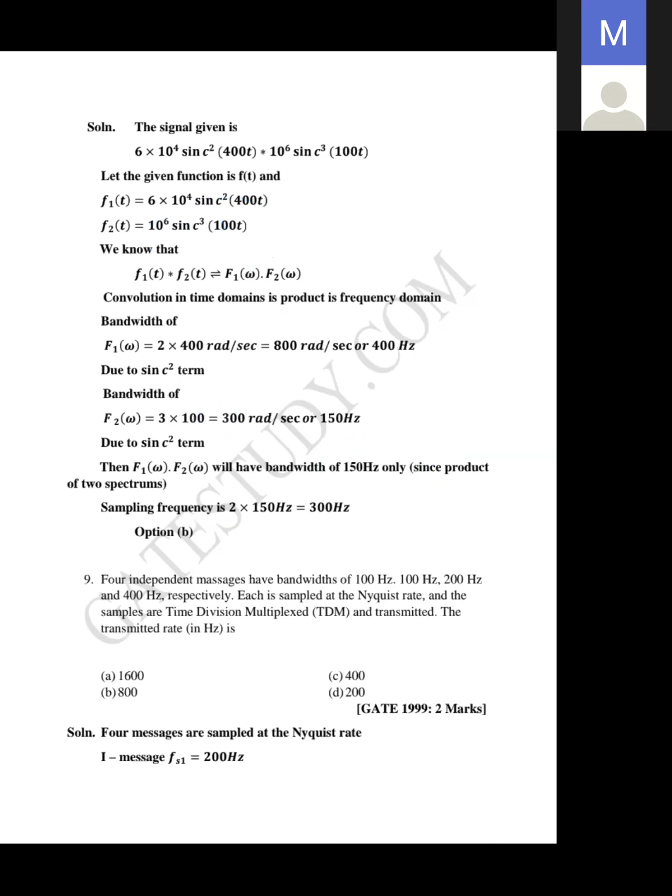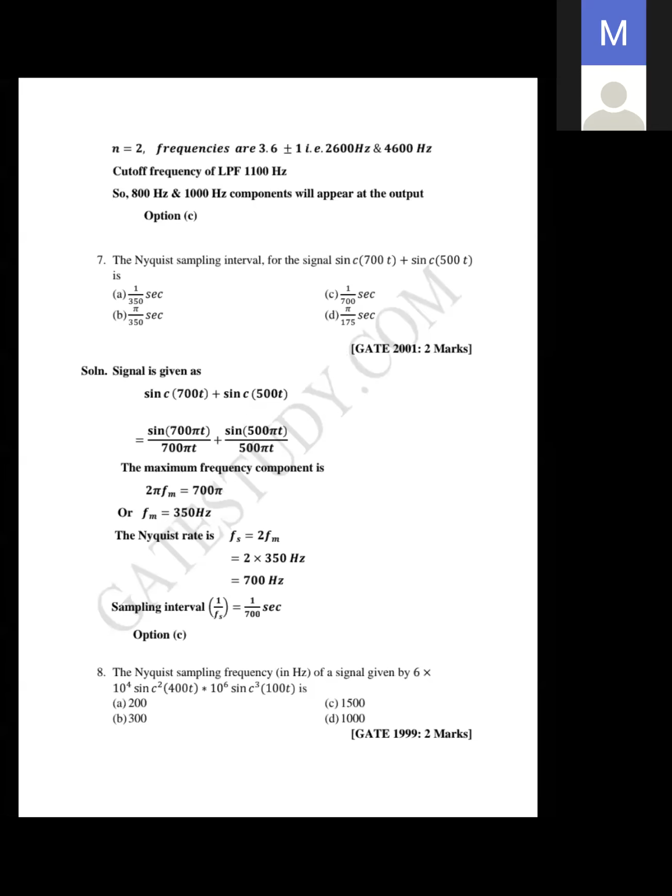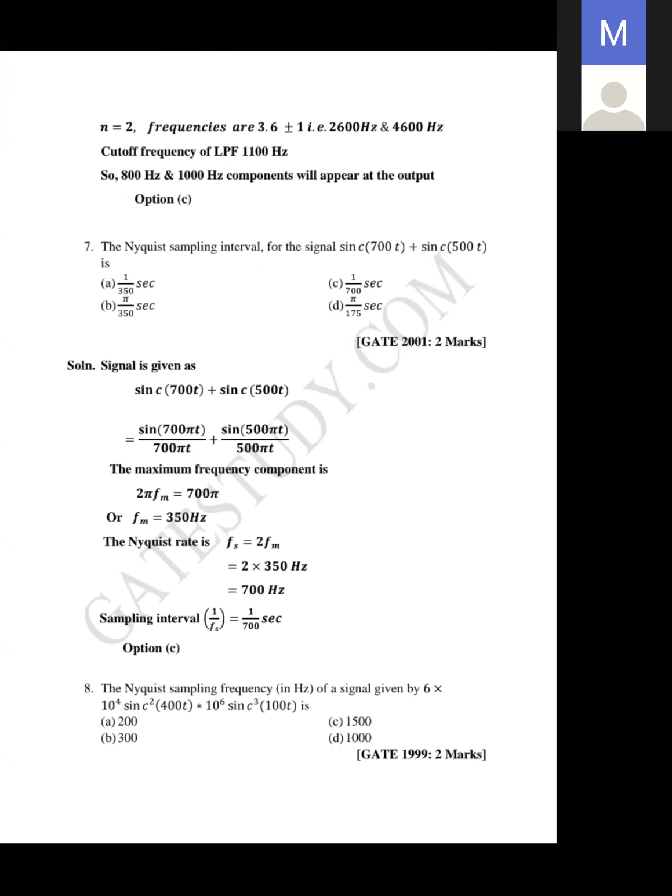Okay. So now in the given options, we can find that the option available in B is 300. So this is a 2 marks question which was asked in the 1989 GATE exam.